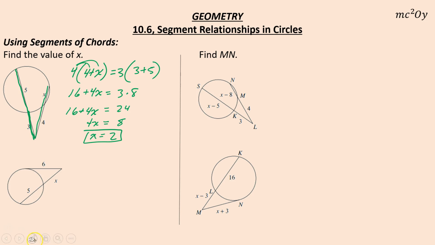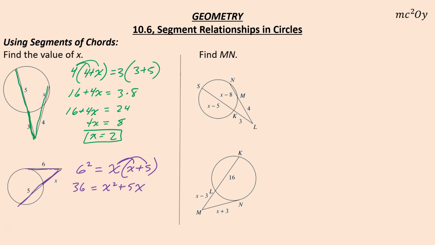All right. Let's try another one here. Okay, so in this one, a little tougher by the way, we have a tangent, so we have 6 times itself, or 6 squared, is equal to the external x times the whole thing, x plus 5. So 6 squared is 36 and equals x squared plus 5x.